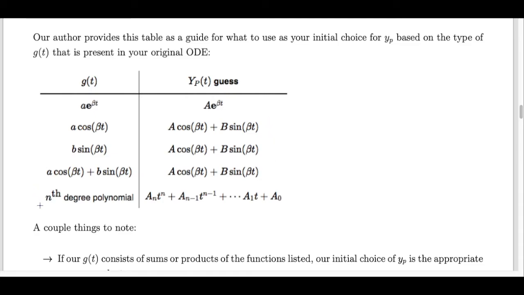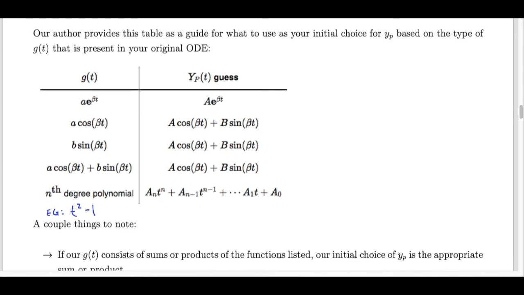And then this last line says if I have any nth degree polynomial, then, and this notation is a little tedious here, but this is essentially saying we need the general nth degree polynomial. So we saw in the very first set of calculations that we did, our g of t was t squared minus 1. And for our y sub p, since this was a second degree polynomial, it didn't have a linear term, but nevertheless, it's a second degree polynomial. Then for our y sub p, we chose the general quadratic polynomial. So the general second degree polynomial.